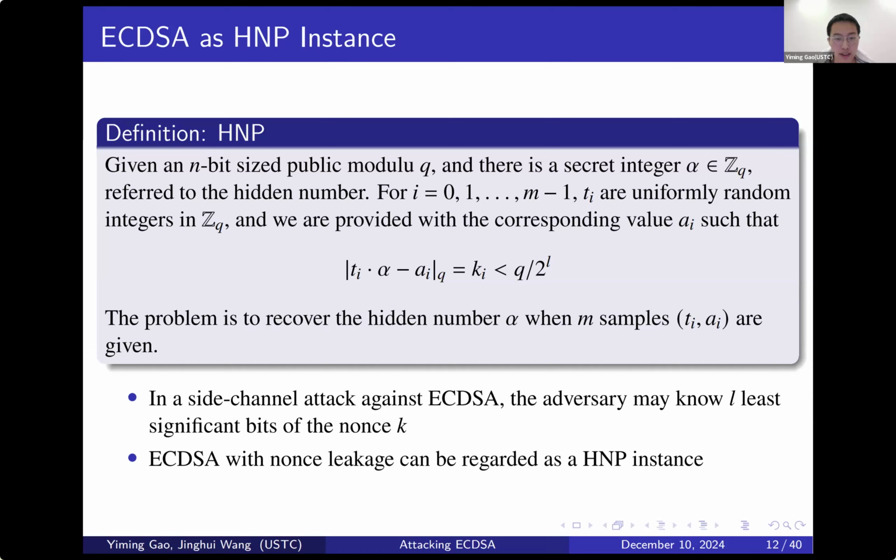In side-channel attacks against ECDSA, the adversary may know L least or most significant bits of a nonce k, and ECDSA with nonce leakage can be regarded as an HNP instance.